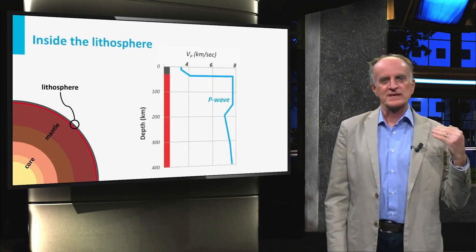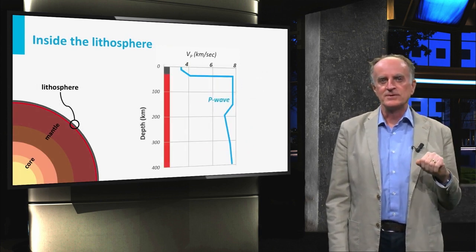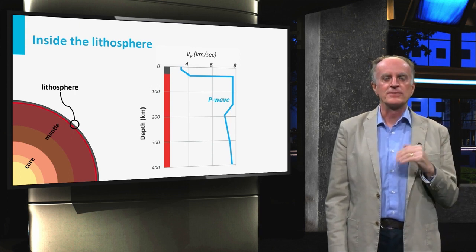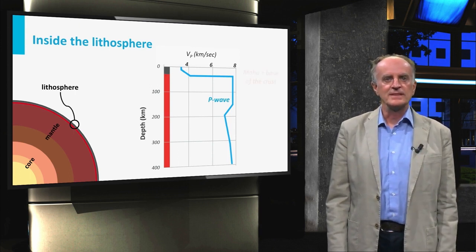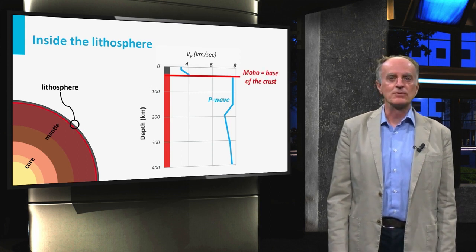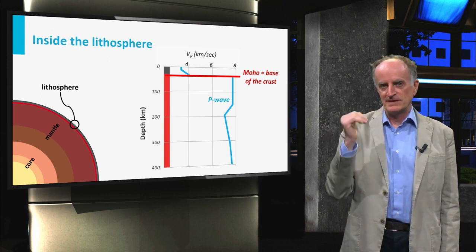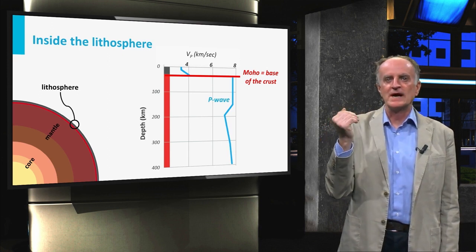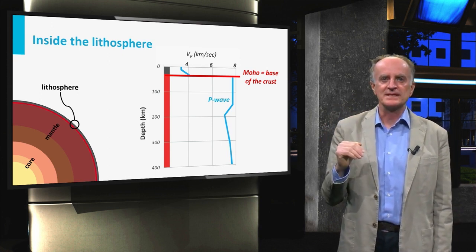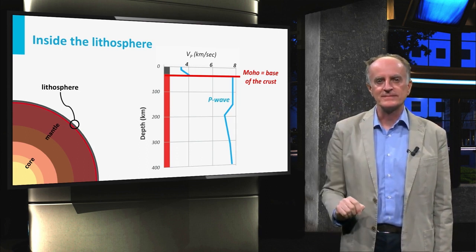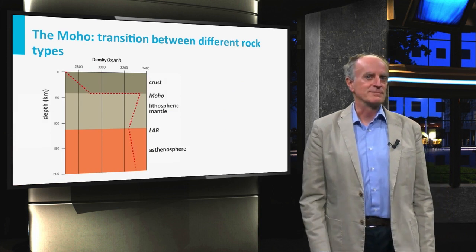Focusing now on the structure inside the lithosphere, you can see a major change in seismic velocities at around 30 kilometers depth. This major discontinuity is called moho and defines the base of the crust. Velocity changes across the moho are of 30 to 50% and occur over very short distances. We know quite a lot about the moho.